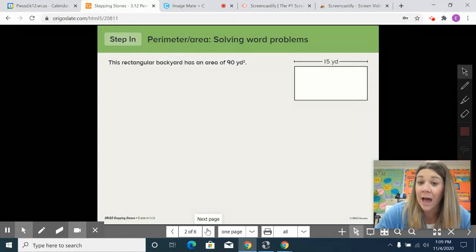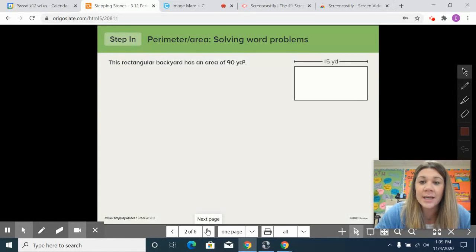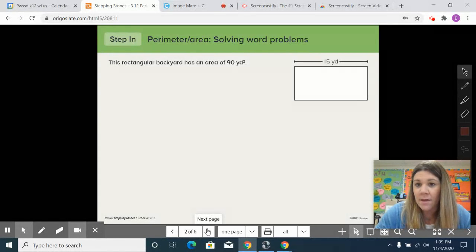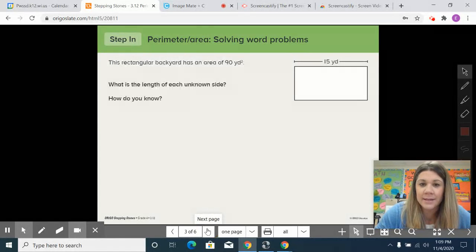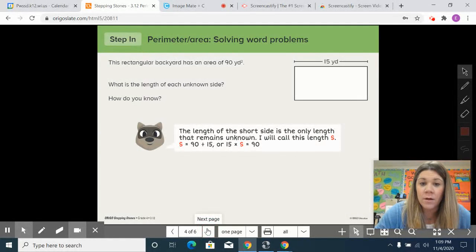So we know the area, how much surface the backyard is taking up. And it looks like we know the length here as well. The length of the yard is 15 yards. So we know the area is 90 and the length is 15. How do we find out what the width is?